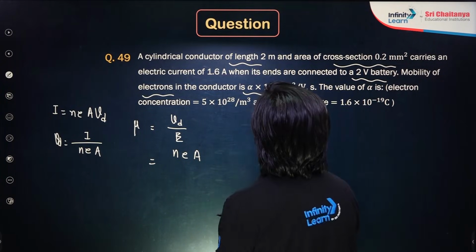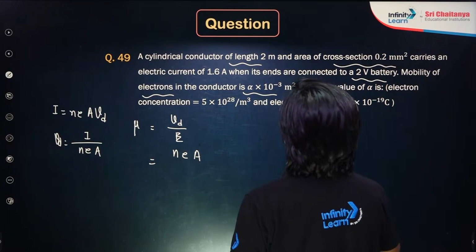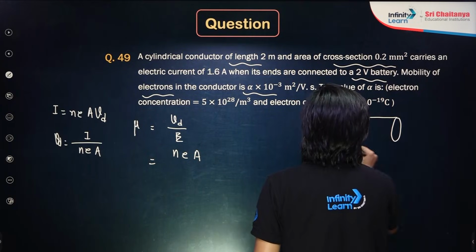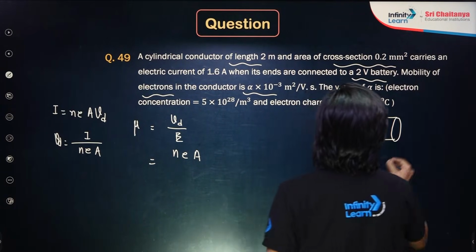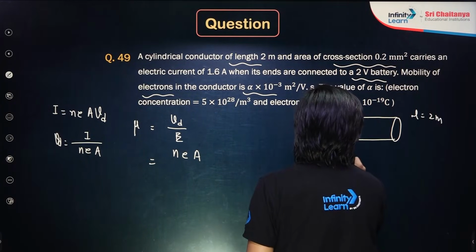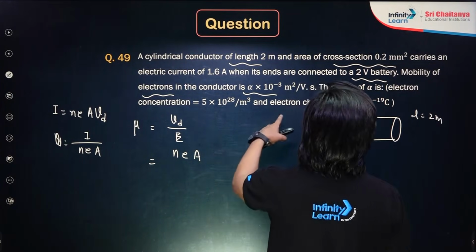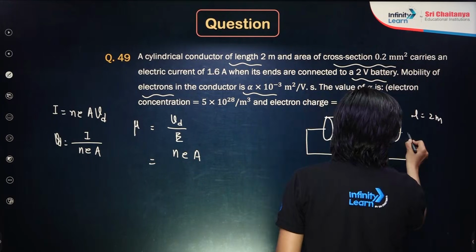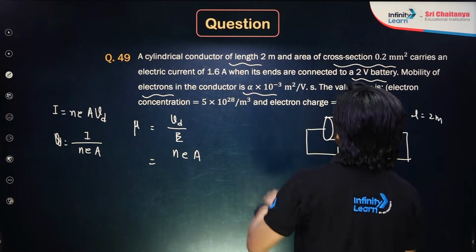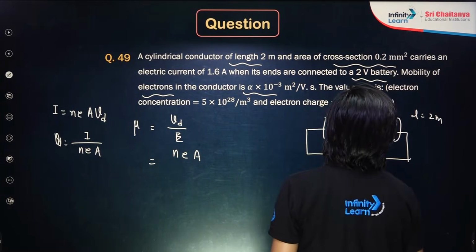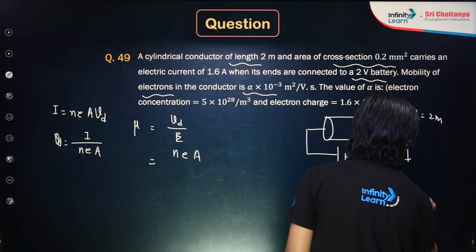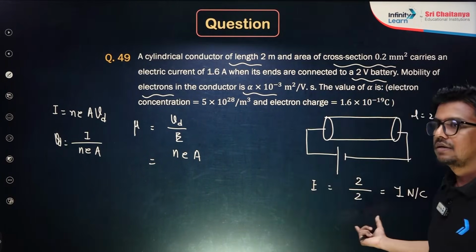Electric current is there. So suppose there is a cylindrical conductor. The cylindrical conductor has a length of 2 meter. There is a battery connected, and this battery is of 2 volt, right? So first of all, you need to calculate the electric field, that is voltage applied 2 volt divided by the length of it, which is 2 meter, so 1 Newton per coulomb. That will be the electric field.